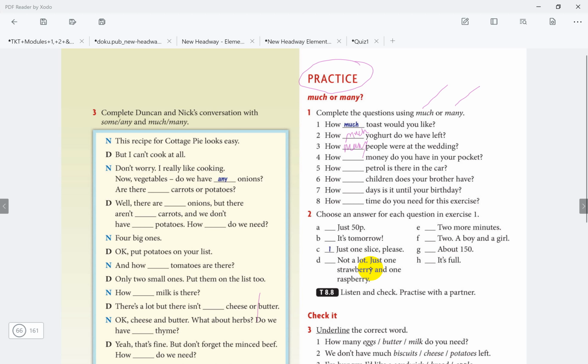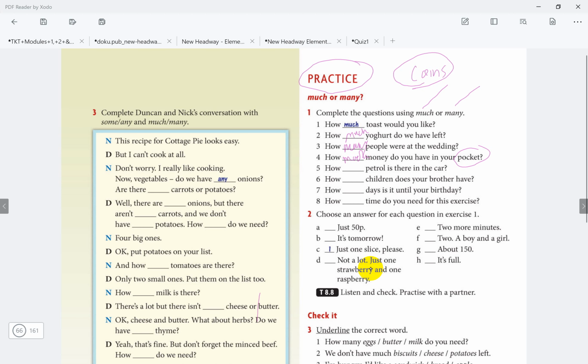How much money do you have in your pocket? How much? Since if you need to ask somebody for the price, how much is this? Since money is uncountable. If you need to say coins, for example, we have coins that mean العملة المعدنية. Coins are countable. Coins يعني عملة معدنية.